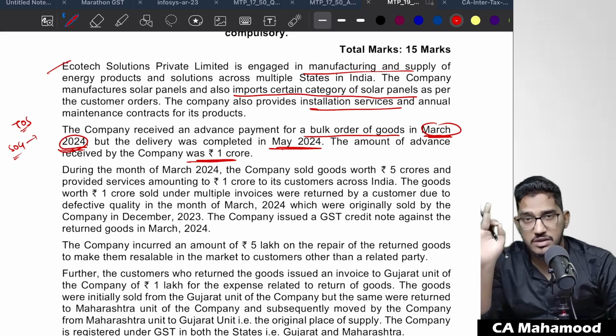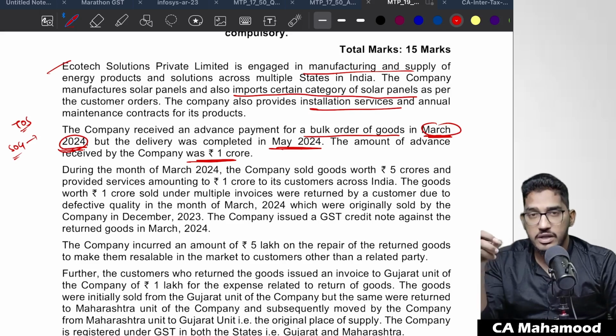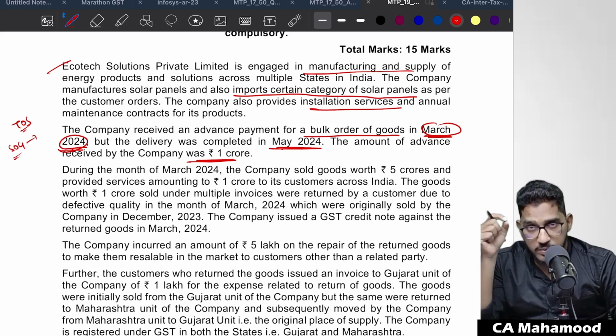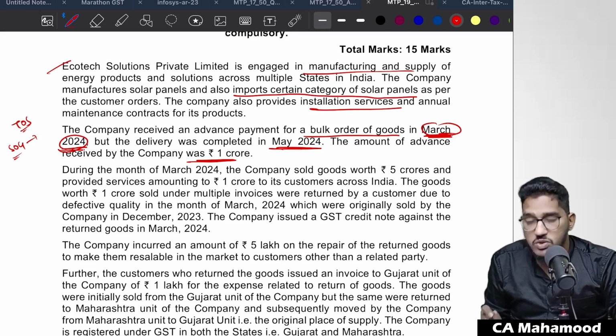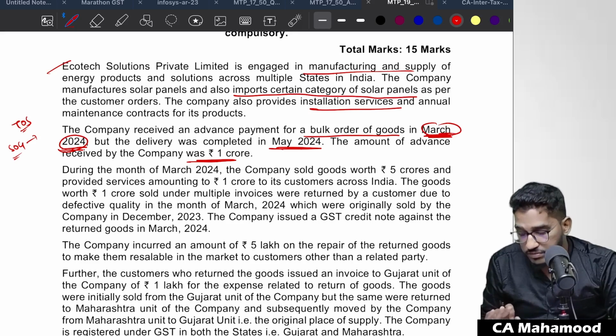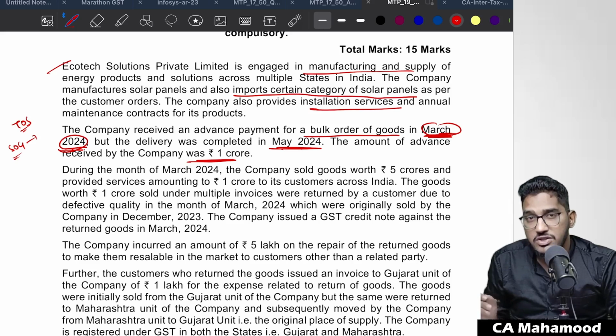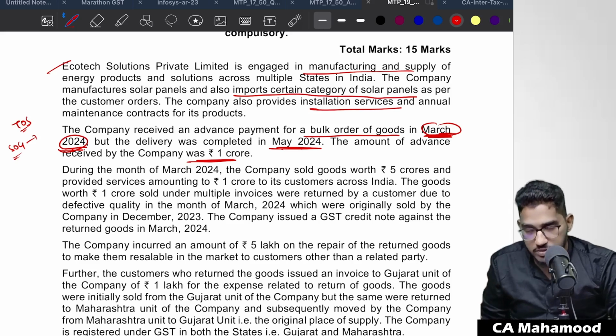No, advance payment doesn't have any identity when it comes to determining time of supply in the case of supply of goods. So here, even though they have received the advance in the month of March, this will not be offered. This advance will not be offered to taxation for the month of March. It will be offered to the taxation only when the invoice has been issued.